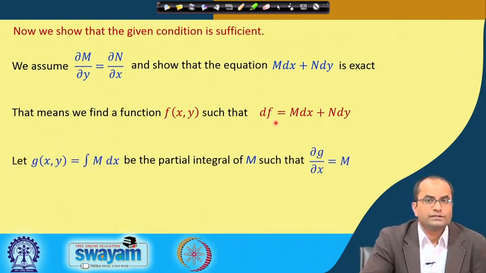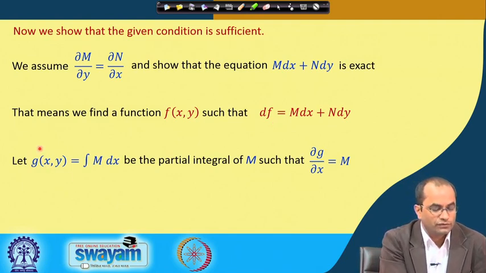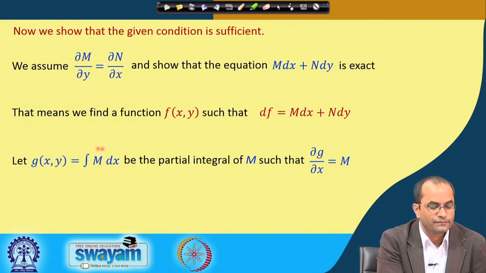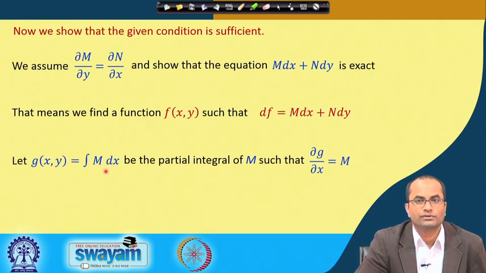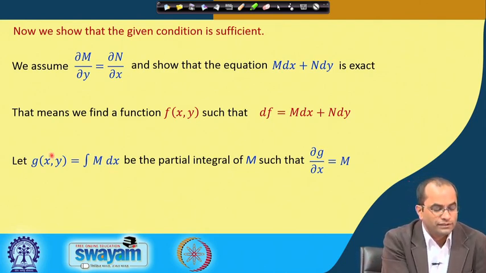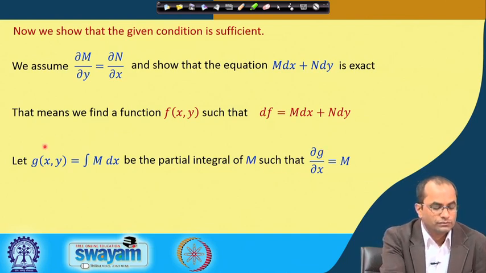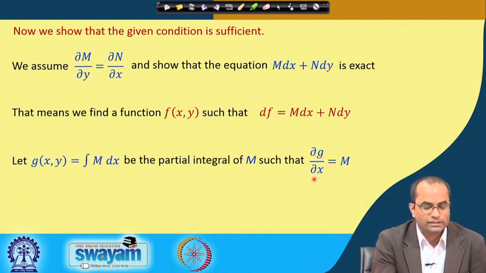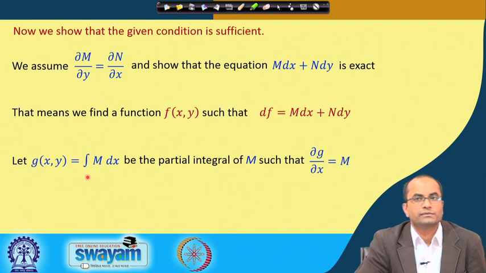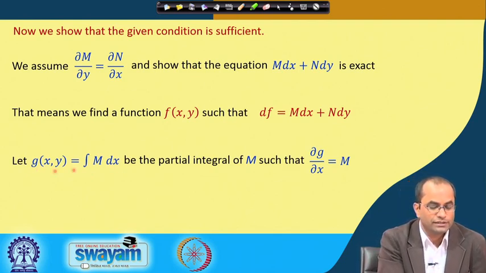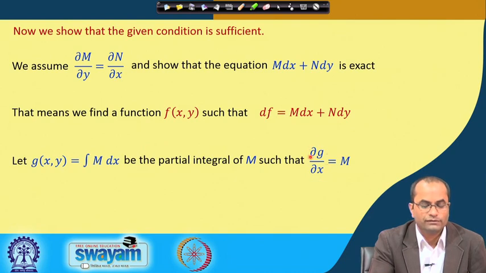For the construction of such a function, this is a little theoretical now. We will take a function g(x,y) as the partial integral of M dx. This is the construction process of the function f. So, we take the function g as the integral of the given M, such that the partial derivative of g with respect to x is M, because we have just the integral with respect to x and we take the differentiation. So, from this relation itself we get M.